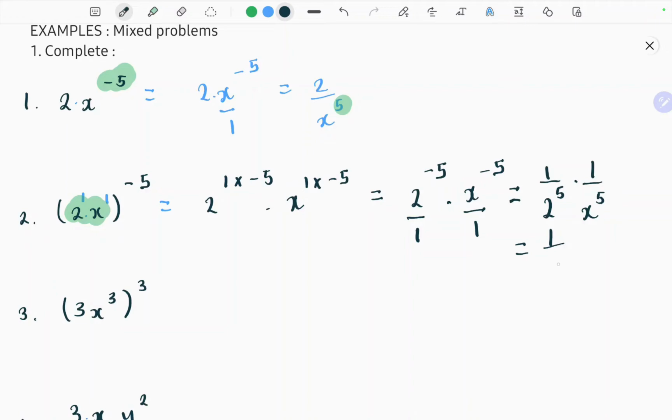And 2 to the power of 5 is 32. And this second part, 1 over x to the power of 5. So you can multiply the numerators. That is 1 times 1 is 1. And the denominator is 32, x to the power of 5. Right?